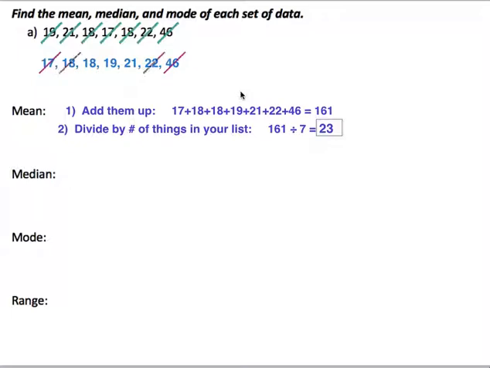Cross out one more number from each edge of the list. And then cross out one more number from the edge of each list. So we've narrowed it down to the exact middle number. That's our median, 19.